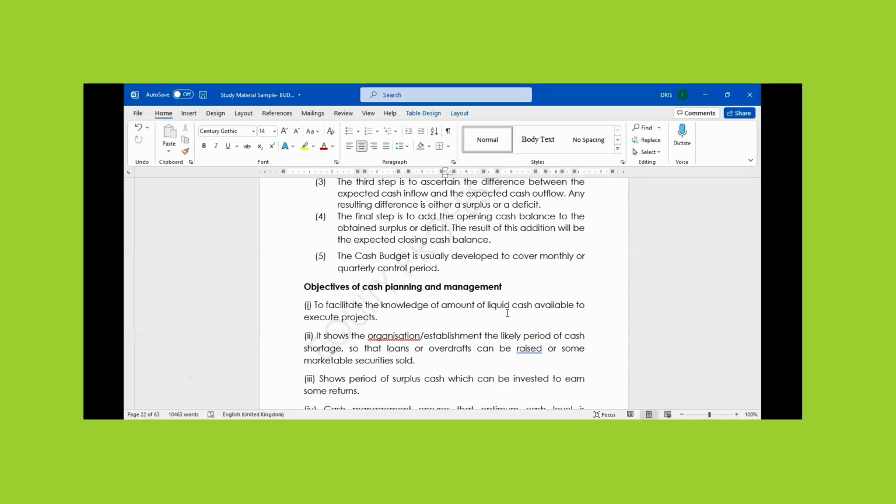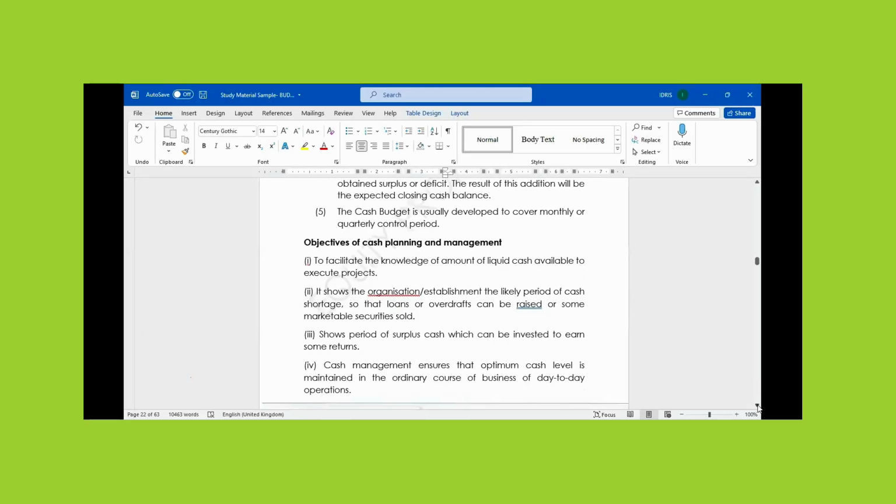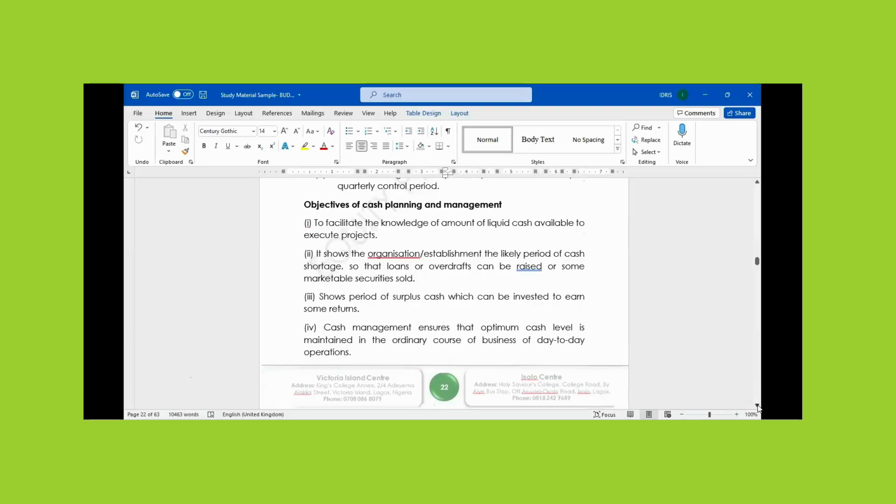So that is another objective. Another objective of cash budgets and cash planning and management is to show the period of surplus cash which can be invested to earn some return.